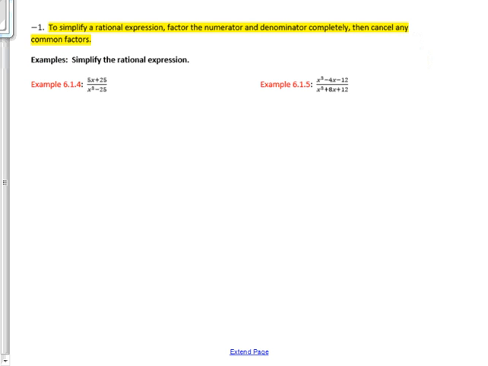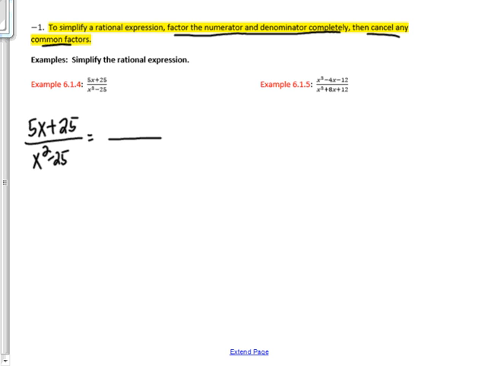Alright, so to simplify, what you're going to do is factor the numerator and the denominator completely, and then cancel out any common factors. So we've got this one. What you're going to do is draw me a blank fraction. You'll factor the top, factor the bottom. So on top, remember when you factor, first thing you look for is GCF. I can take out a 5, and I'd be left with x plus 5.